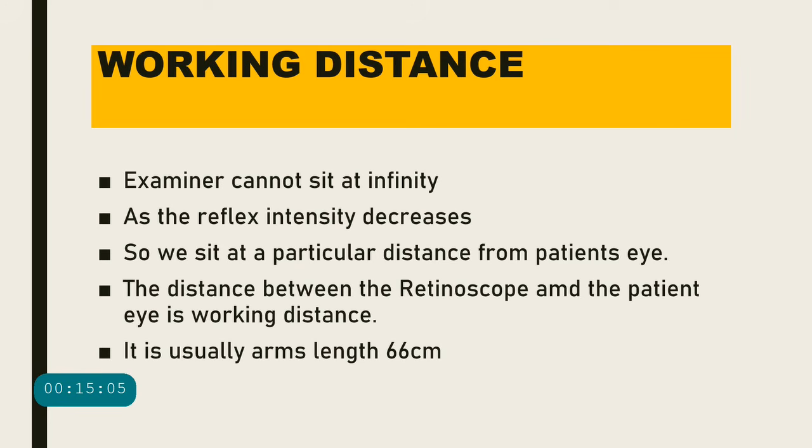Now, what is meant by working distance? To exactly tell you, the far point is present at infinity in the case of emmetropes. In myopes, it is present at less than infinity, and in hypermetropes, it is present beyond infinity. Now, you might not be able to sit at infinity. So, in order to prevent that difficulty, you sit at a particular distance from the patient's eye. That distance between the retinoscope and the patient's eye is called the working distance. Now, if you actually sit at infinity, what happens? All the light rays are going to become very divergent, and the intensity of the reflex will become very dull and low.